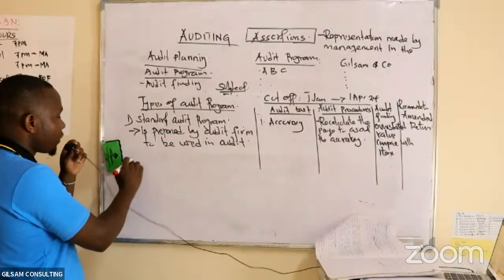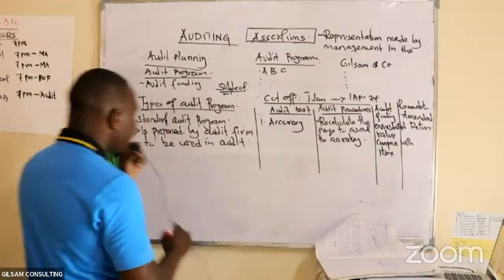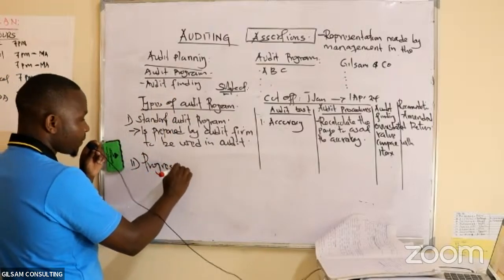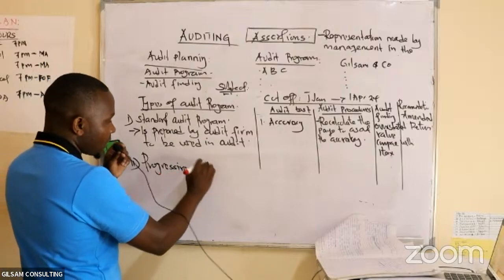And then we have number 2, what is called the progressive audit program.